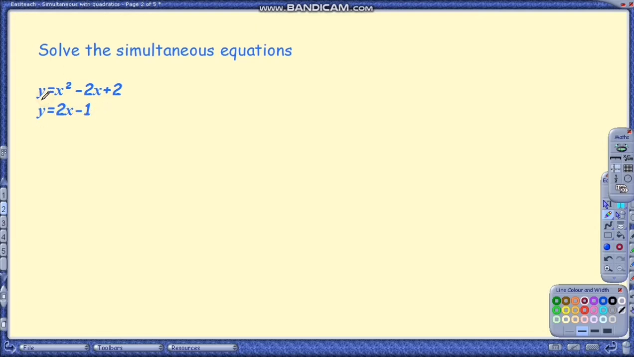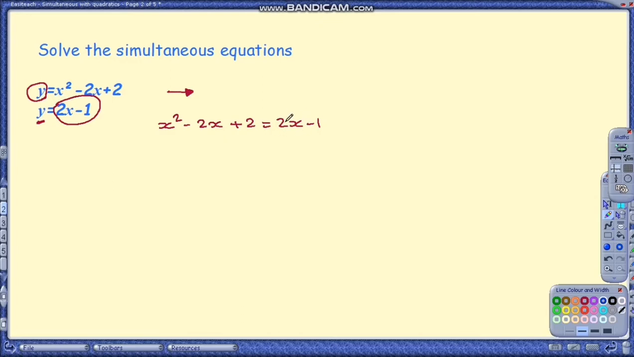Therefore, what we're going to do is replace this y and substitute it by 2x minus 1 because we're told that's what y is. So I'm now going to rewrite this first equation, and it's going to become x squared minus 2x plus 2 is equal to 2x minus 1. So that's your first step. And then what you want to do is you want an equation where everything is equal to 0. Therefore, everything from your right hand side, you want to bring it to your left hand side.